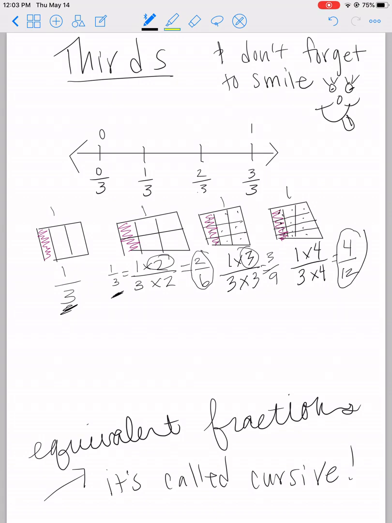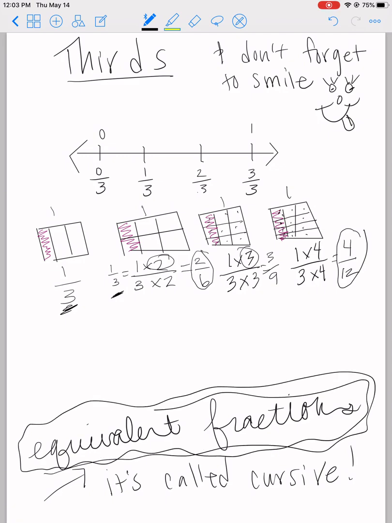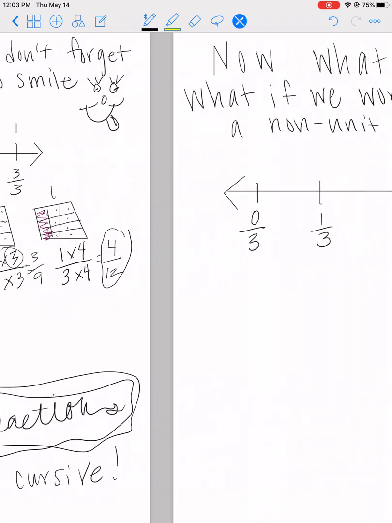So let's move on. This is called cursive, folks. Remember those? We've done that before. Okay, next page.